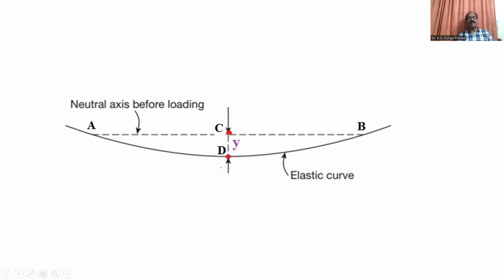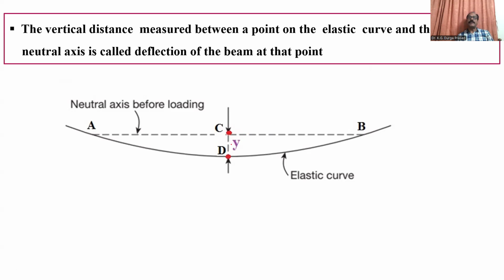How can you define the deflection? It is the vertical distance that is measured between a point on the elastic curve and the unloaded neutral axis. Which one is the point? D is the point on the elastic curve. What is this? The A to B dotted line is the unloaded neutral axis. Here you can easily understand the definition of deflection.